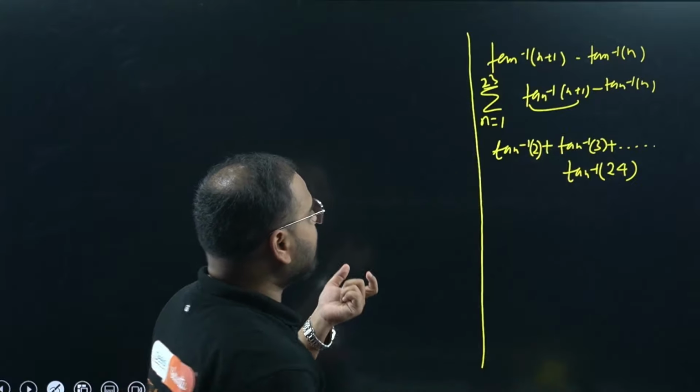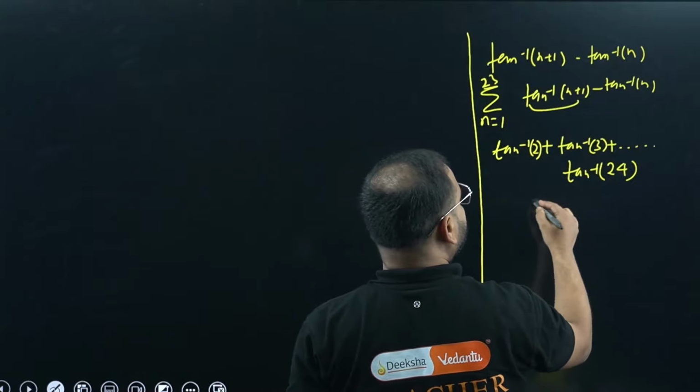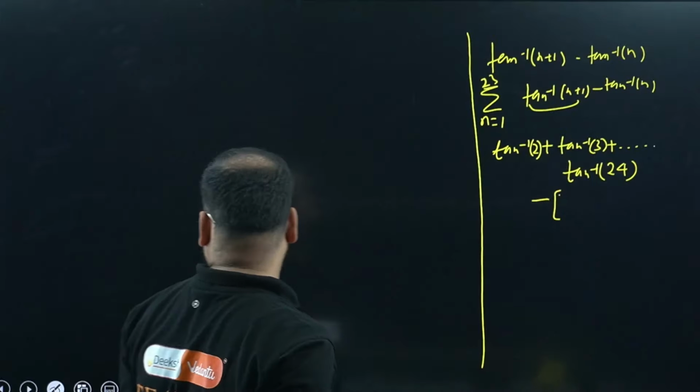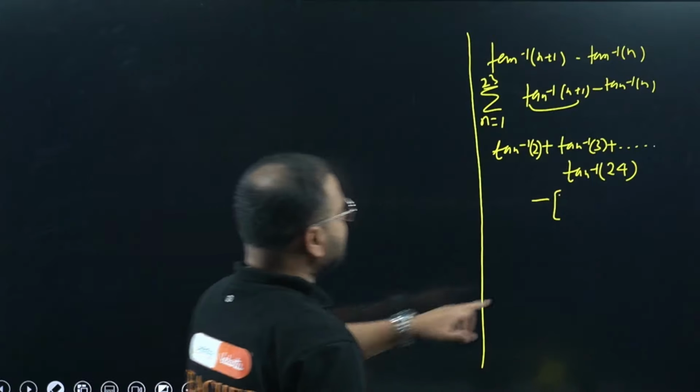Now this is for the positive part. What about the negative part? Same we will do. Minus. What will come here? So we will do this as, first term will be what?